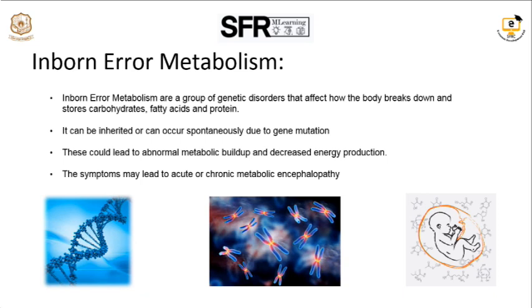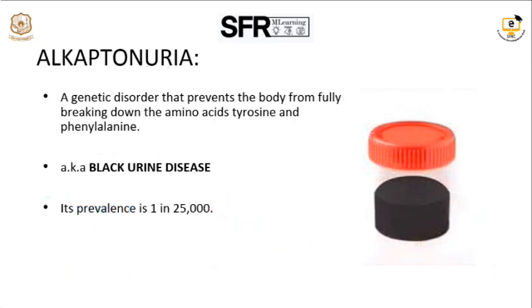The symptoms usually lead to either acute or chronic encephalopathy. So this generally affects the brain function, and in most inborn errors of metabolism, the affected person generally has some issues with their IQ levels or their intelligence or their psychomotor functions, or everything in between. So next, our topic is Alkaptonuria.